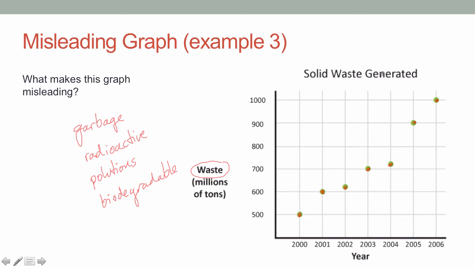It just says solid waste generated, but it doesn't say who generated it, it doesn't say what, it doesn't say if it's the whole country, it doesn't say what type of waste. It's very vague. And to me, they just want people to think, wow, we're going off the charts with how much waste we're producing. But maybe we really aren't producing that much, because they're not really clearly telling us what kind of waste or who is producing it. So it's misleading, and there's not enough detail in the title or in the labels of the axes.